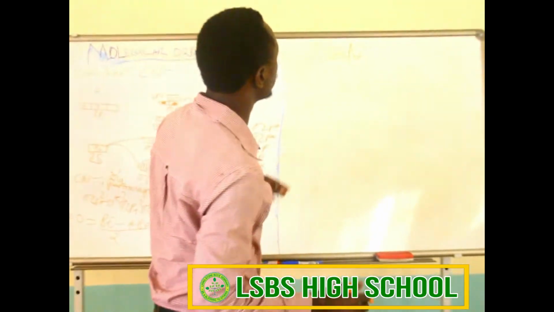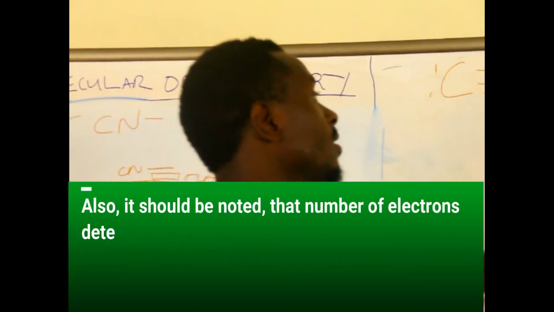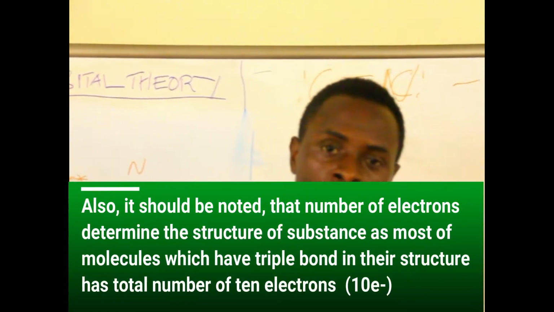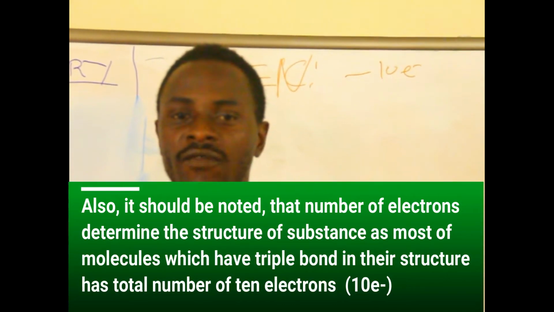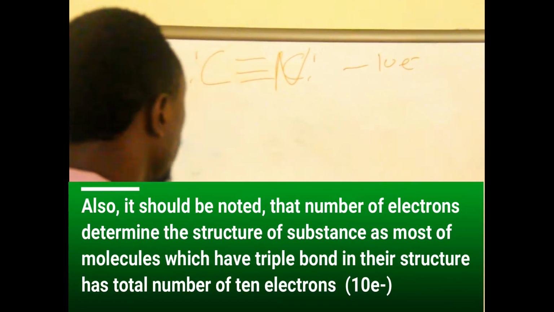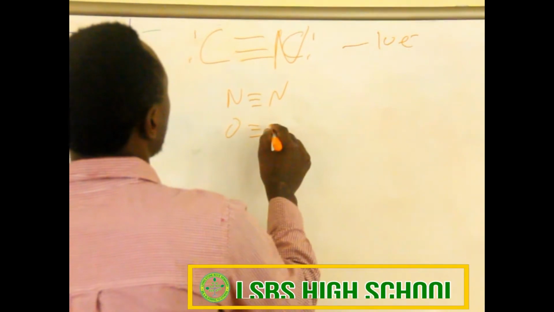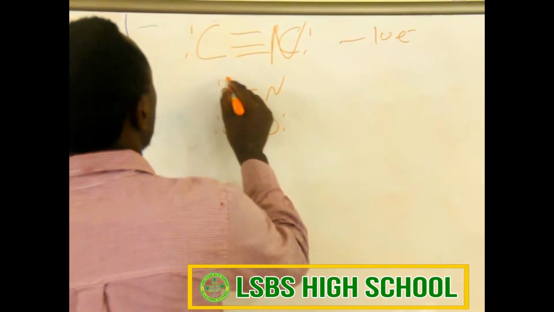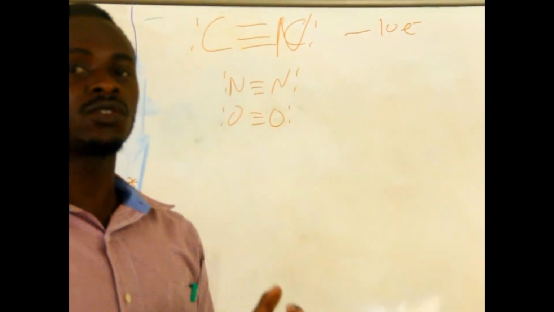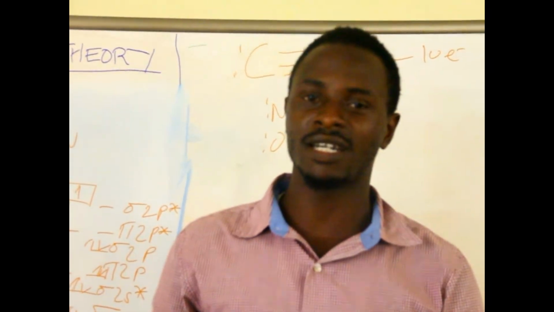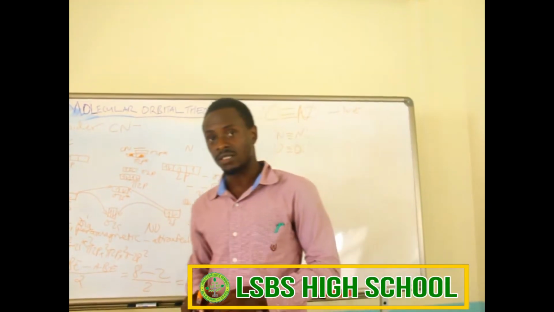The total number of electrons is 10 electrons. And this tells a common feature for molecules with a triple bond. Most of them have 10 total electrons. Even if you consider nitrogen, oxygen, all of them, they have 10 total electrons. So the number of electrons also determines the structure of a substance and its properties.